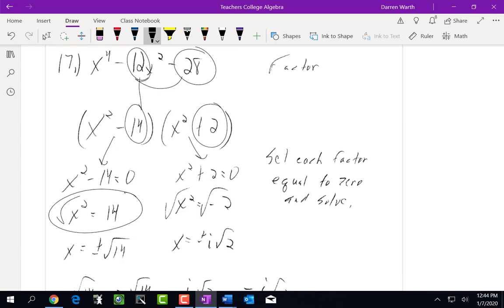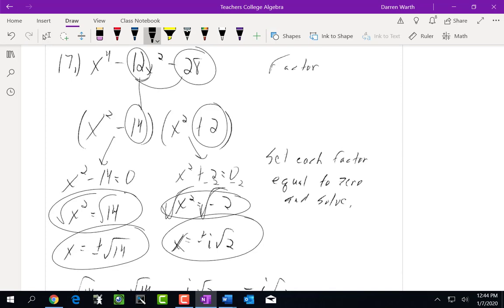So when I take the square root of both sides, I get x equals plus or minus the square root of 14. So I'm going to subtract 2 from both sides. And when I do that, I get x squared equals negative 2. I take the square root, and I get x equals plus or minus i square root of 2. So those are my answers.